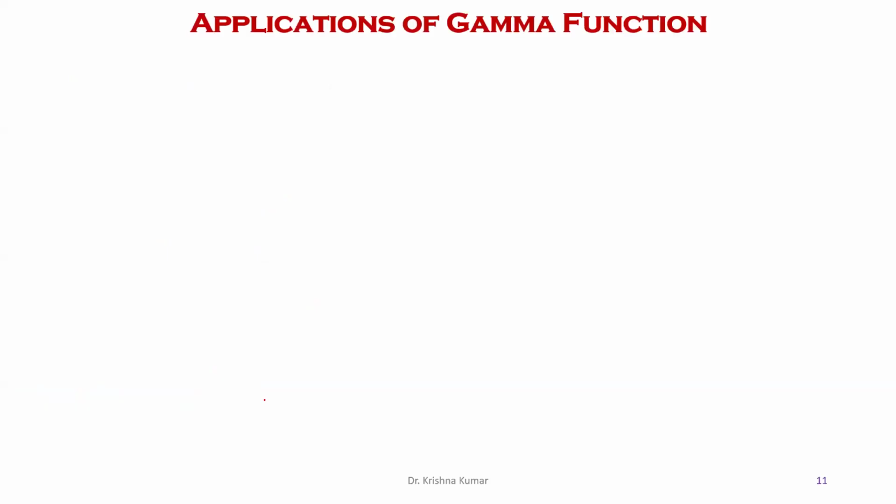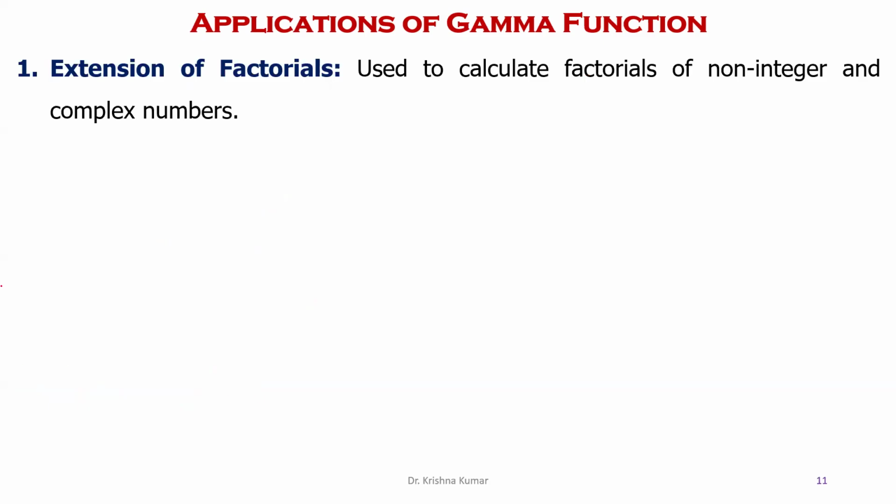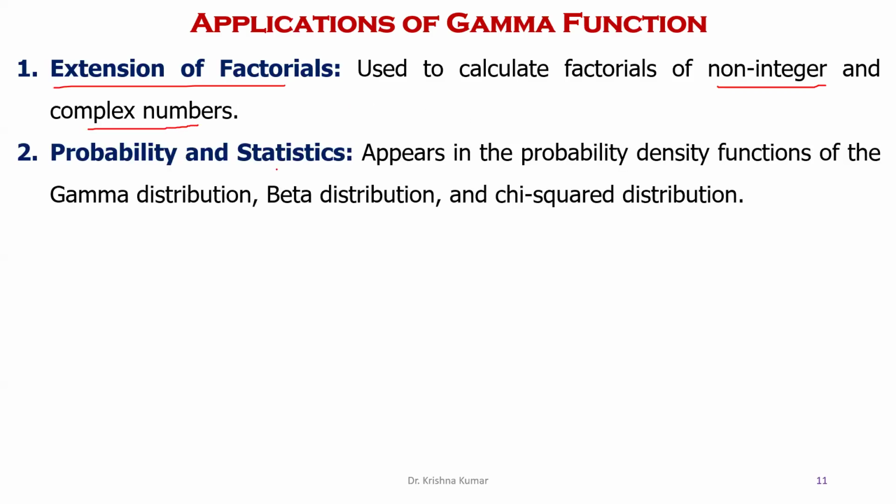Now the next question is, what are the applications of gamma functions? So let us take some applications of gamma function. The first application is extension of factorials. Gamma function is used to calculate factorials of non-integers and complex numbers. The second application is probability and statistics. Gamma function appears in the probability density functions of the gamma distribution, beta distribution, and chi-square distribution. So this is also useful in probability and statistics.